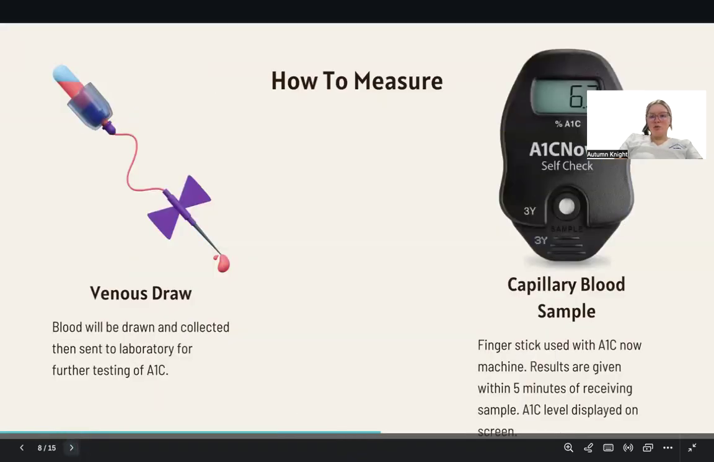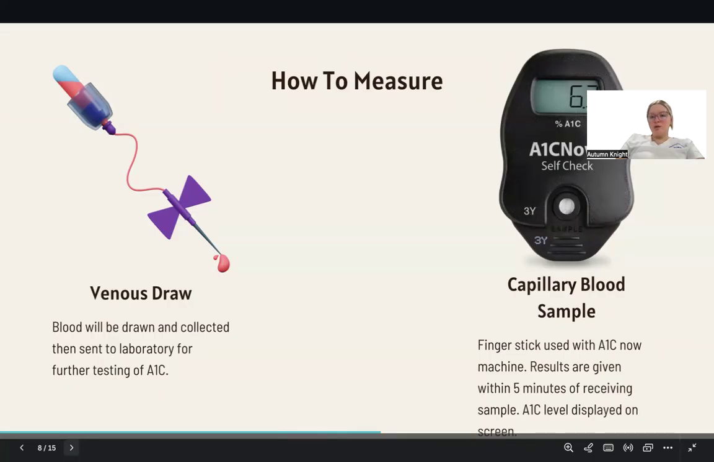So how to measure? You can check A1C through a venous draw, which is where you'll go into the clinic and they'll draw your blood. They'll send it off to the laboratory and it'll take a couple days and come back and it'll be able to tell you your A1C reading.